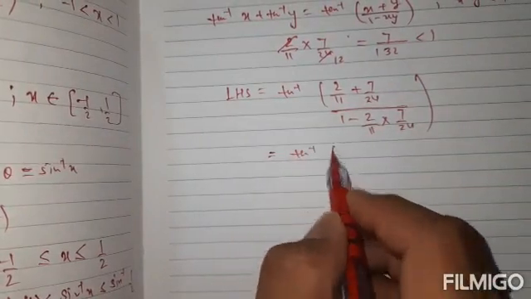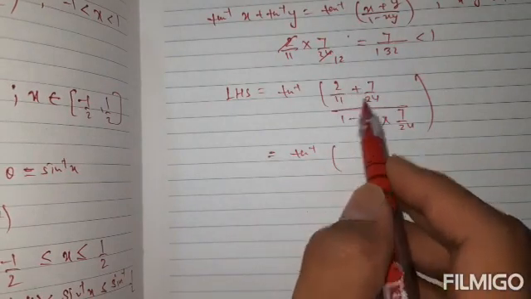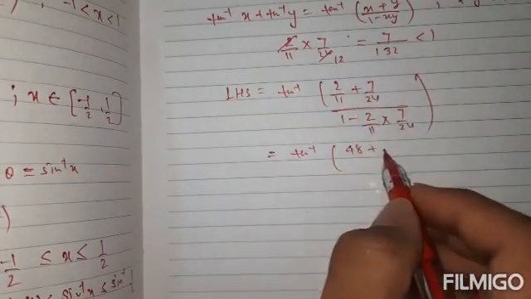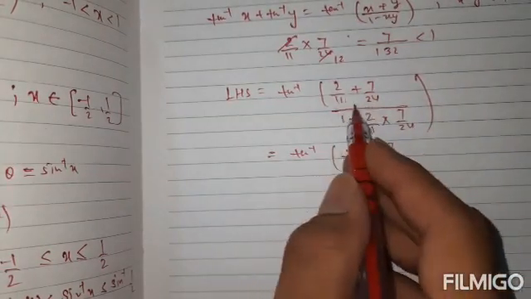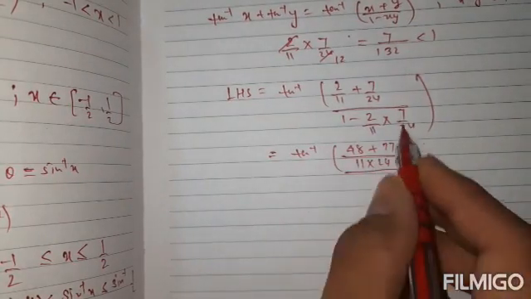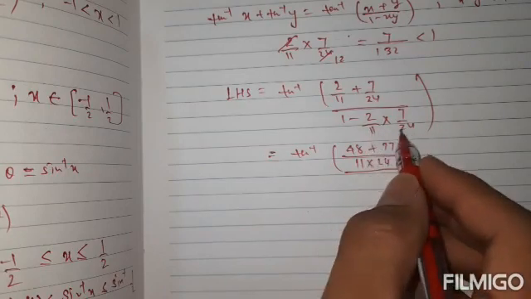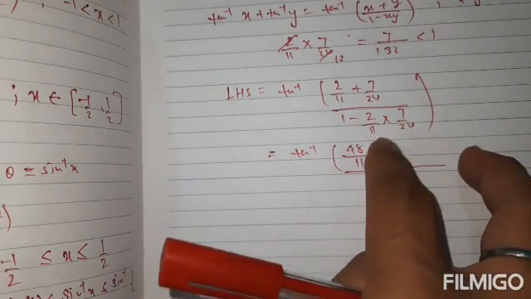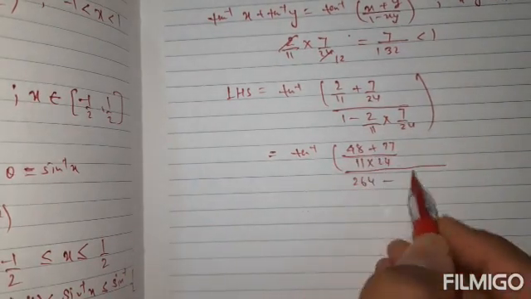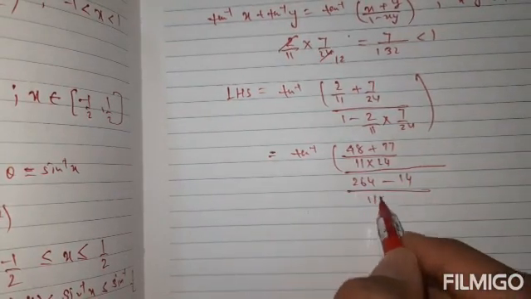So now if we simplify this one, let us take the LCM here. This becomes 2 into 24, 48, plus 11 into 7, 77, upon, so in the denominator we have the product 11 into 24. Now simplifying this, 11 into 24 is 264. So we have 264 minus 2 into 7, that is 14, upon 11 into 24.